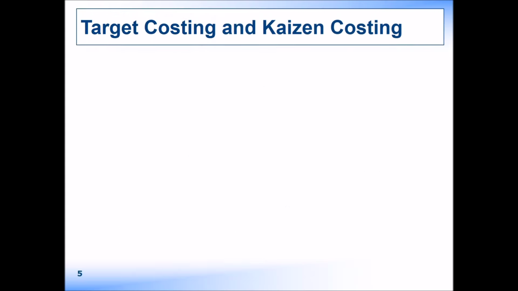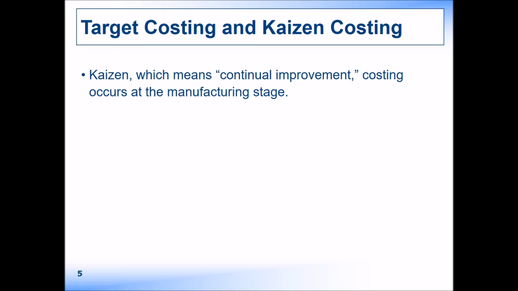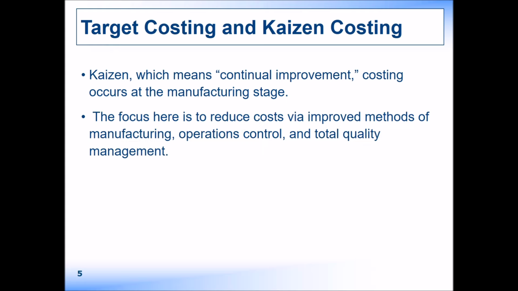We could use a technique known as Kaizen costing. Kaizen costing is basically looking at continually reducing the costs, a process of continuous improvement. And the focus here is to try and reduce costs via improved methods of manufacturing, operations control, and techniques such as total quality management. One aspect of target costing is that average costs will reduce as the volume increases, depending of course on the incidence of fixed costs.